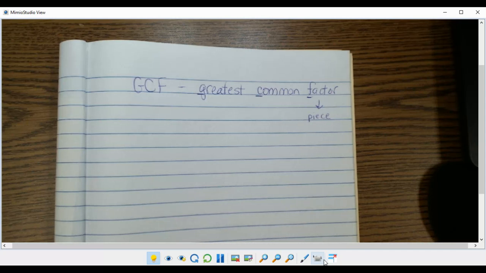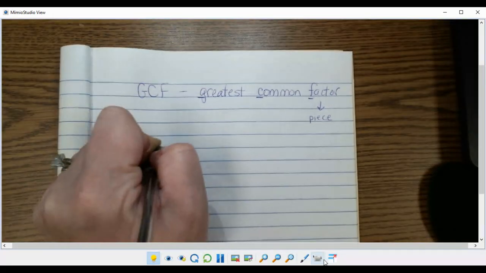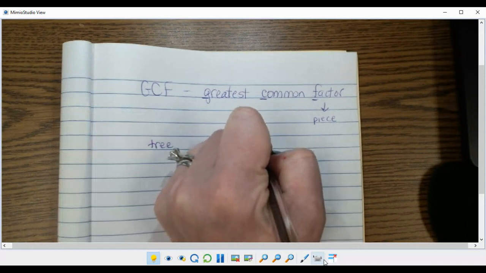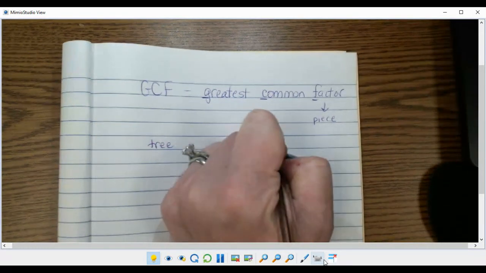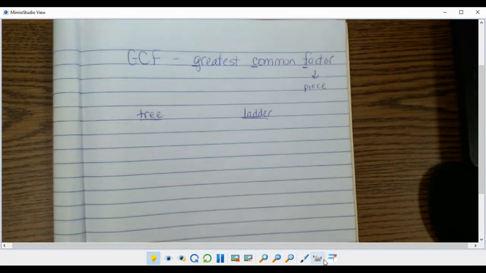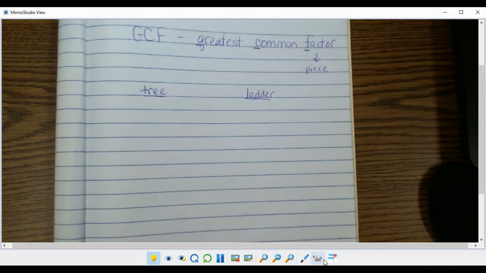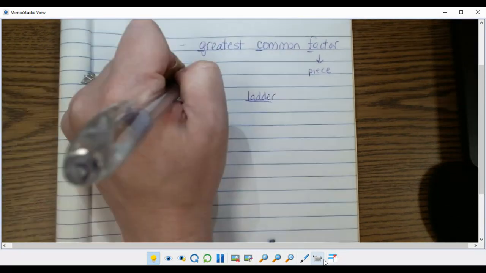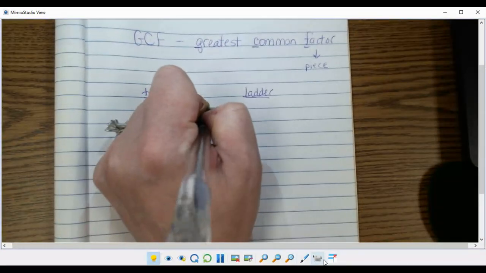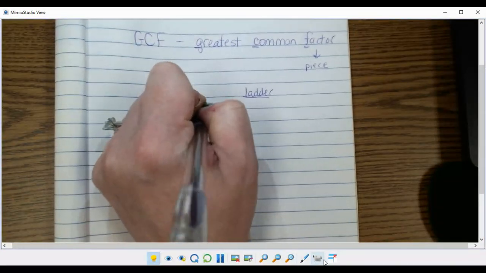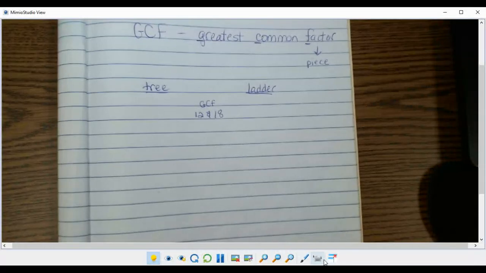There's two methods that we're going to use for this. One is the tree diagram, and one is what we call the ladder. After I show you, you'll have the choice to do whichever one you like better. So let's start with an example. We want to find the greatest common factor of 12 and 18. Okay, what's the biggest piece that I can find that is in both 12 and 18?